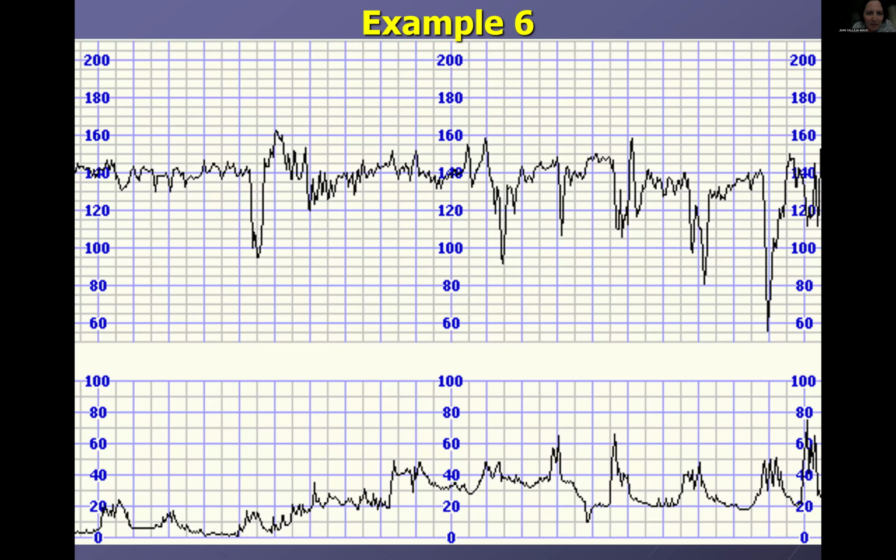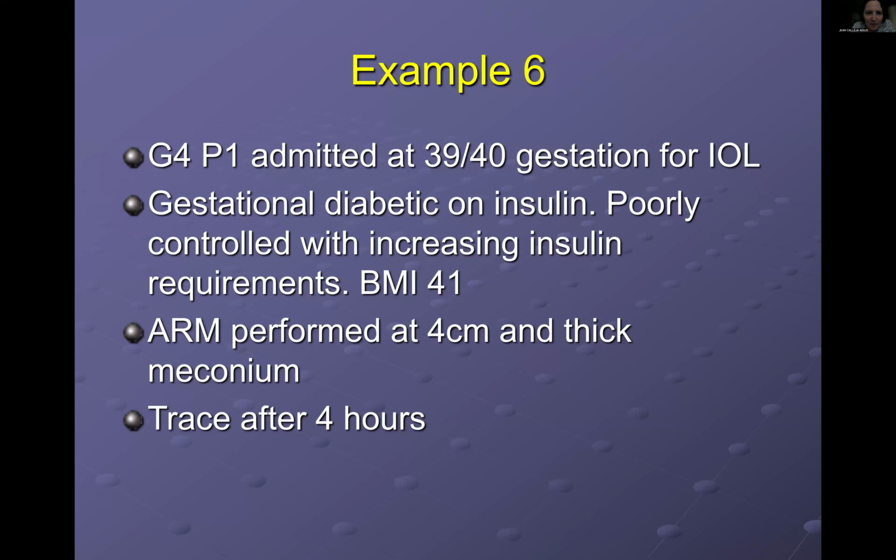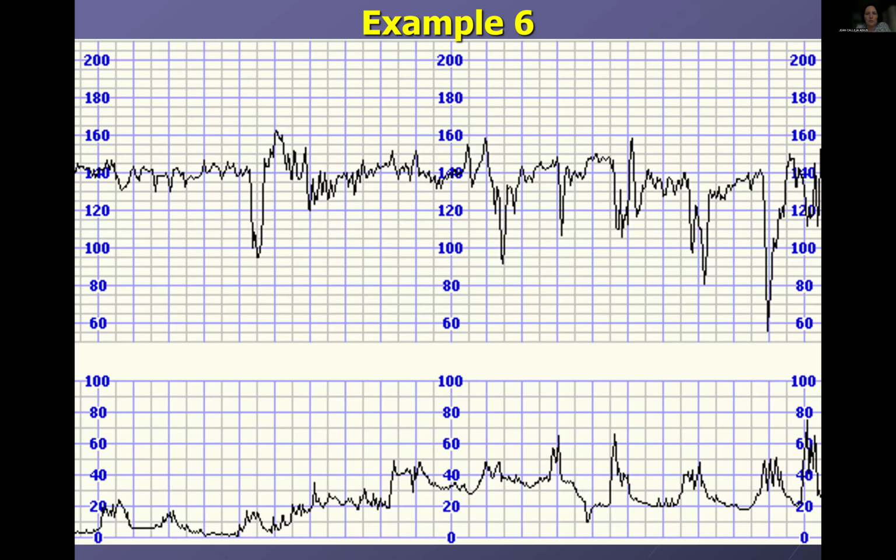So 4 hours ago, she was 4 centimeters, and you get called in to see this trace, and it's like this. So let's go through it together. We've determined the risk as being high risk. And what about the contractions? Remember, she's morbidly obese, BMI of 41, but from what could be detected, how many contractions would you say there are?